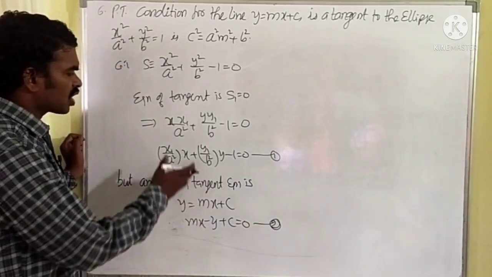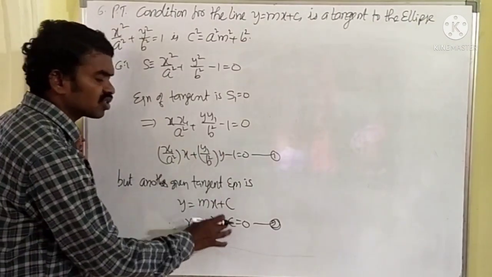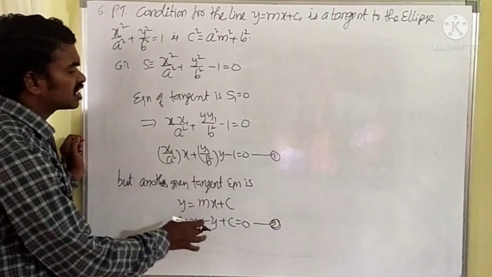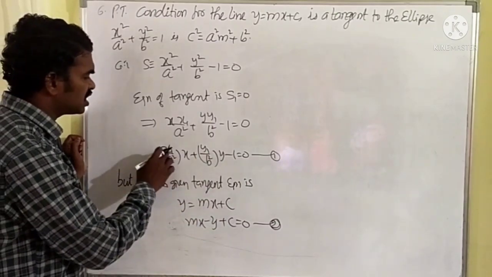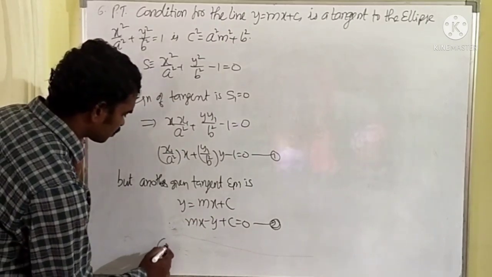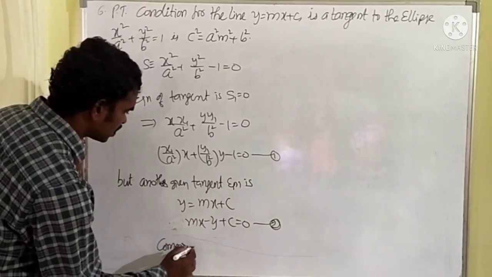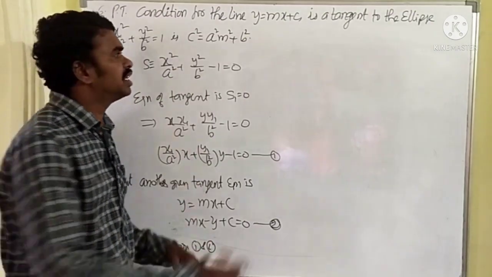Now I am going to compare these two equations, because this is the tangent equation and this is also a tangent equation. So what is the relation between these two? We have to compare them. Here the x coefficient is x1/a², here the x coefficient is m. So now comparing 1 and 2. Why am I comparing 1 and 2? Both represent the same tangent equation.